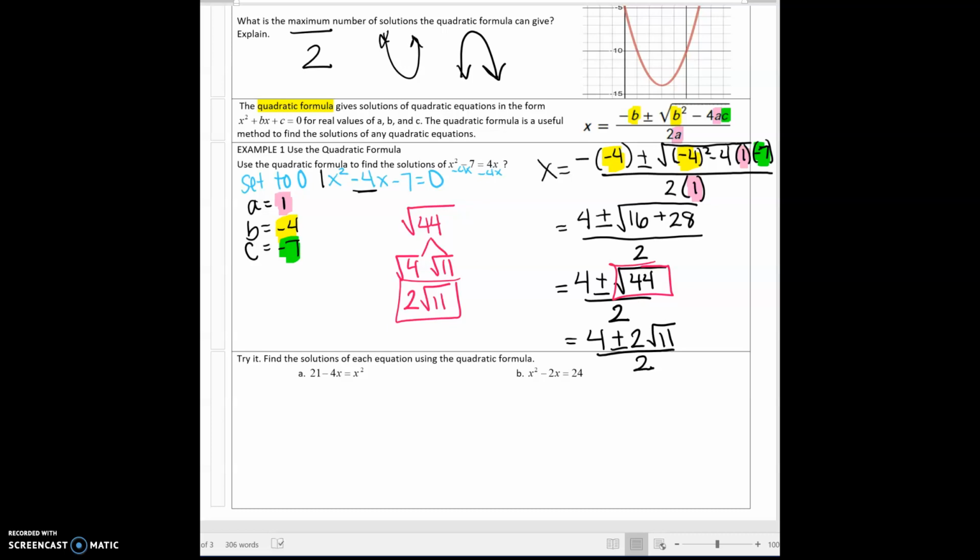And then since I have 4 and 2 here, and 2 and 2 here, I can reduce my fraction, which would give me 2. 4 divided by 2 is 2. Plus or minus 2 divided by 2 is 1, so square root 11. And then this is my answer here.